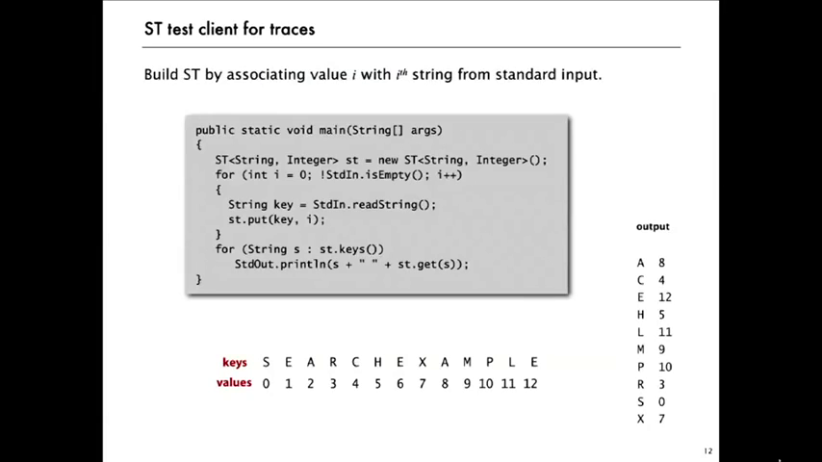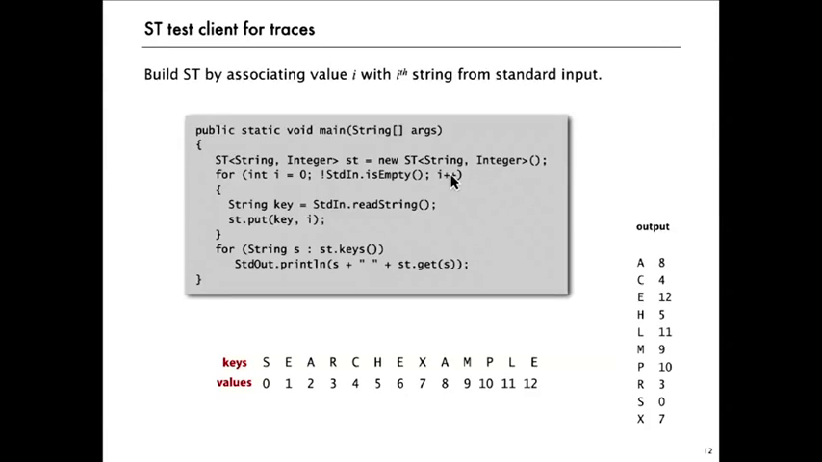Okay, so now let's look at a couple of test clients before we look at any particular implementation. So this is a test client. Symbol tables, ST is the type, symbol table. They're generic on key and value. And so this statement builds a new symbol table with string keys and integer values. So it's going to associate integers with strings.